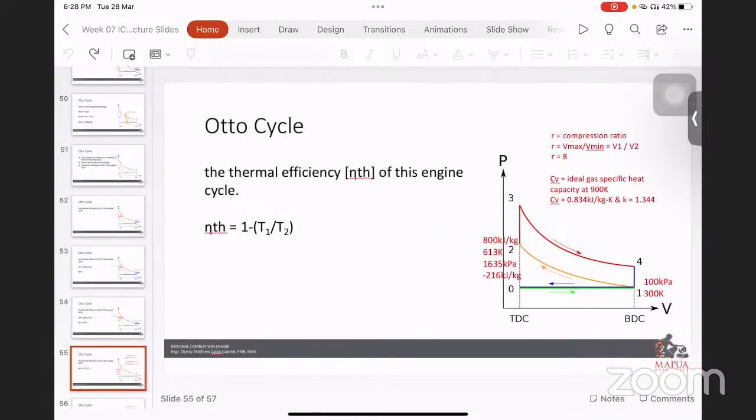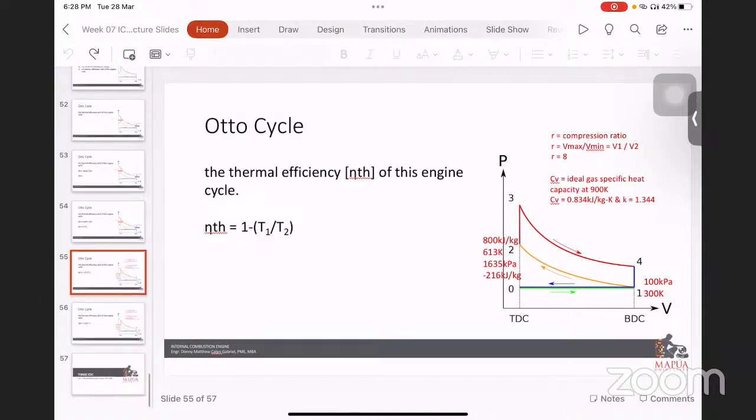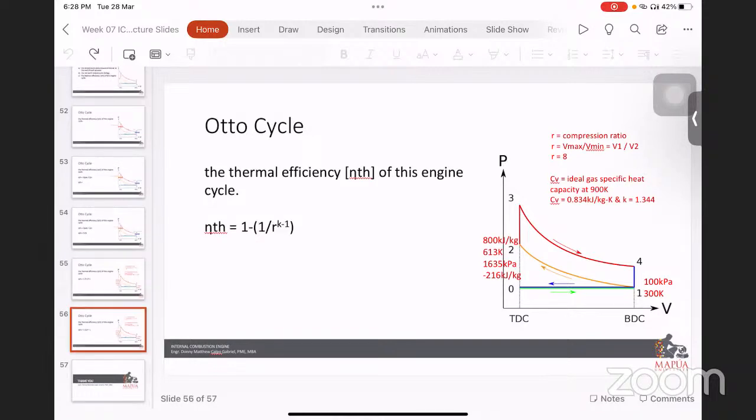Same kapag ginamit natin yung ganitong formula kanina. So sinabi natin, di ba, pag nag-derive tayo, lumalabas, ang formula natin is 1 over T1 divided by T2. So if we do these things, using yung compression ratio, we will still get, not exactly, but approximately same, 51%.